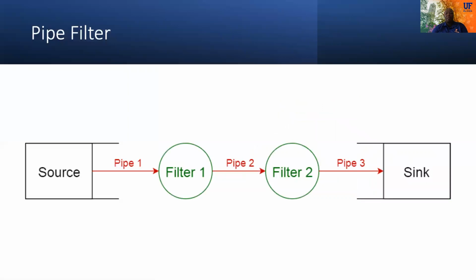Next, we have pipe and filter. This pattern can be used to structure systems which produce and process a stream of data. Each processing step is enclosed with a filter component, and data can be passed through the pipes. So you see this mostly in compilers. When you're trying to build a compiler, the consecutive filters perform lexical analysis, parsing, semantic analysis, and code generation. You also see this work in workflows in bioinformatics.